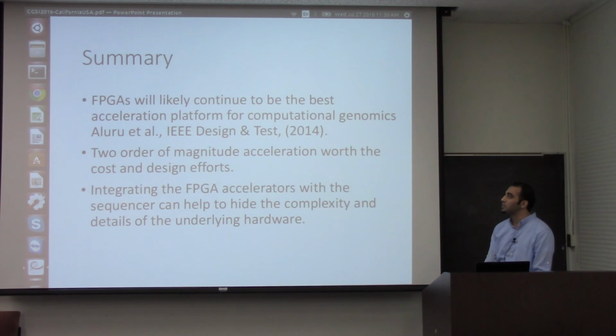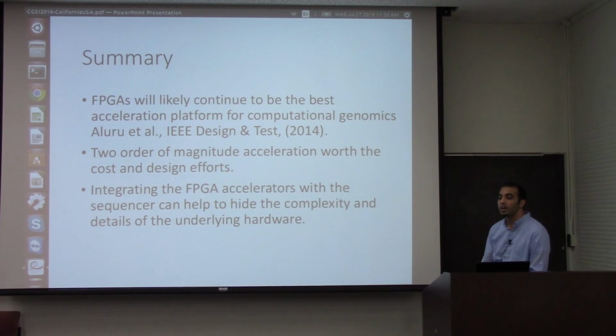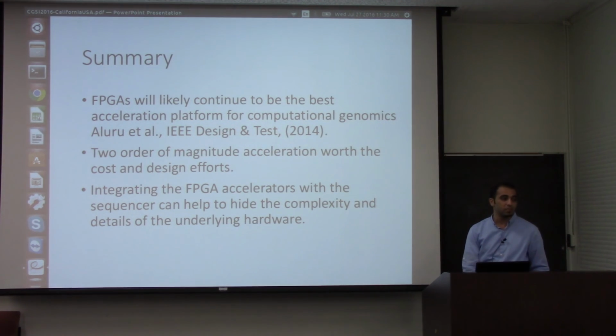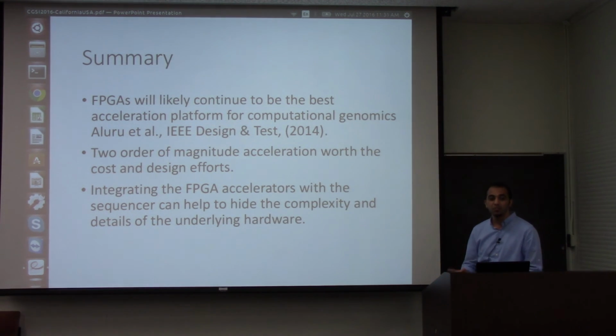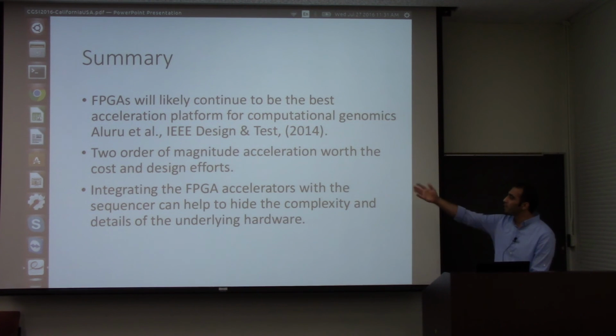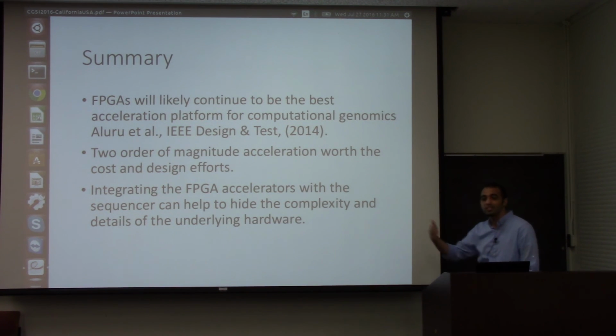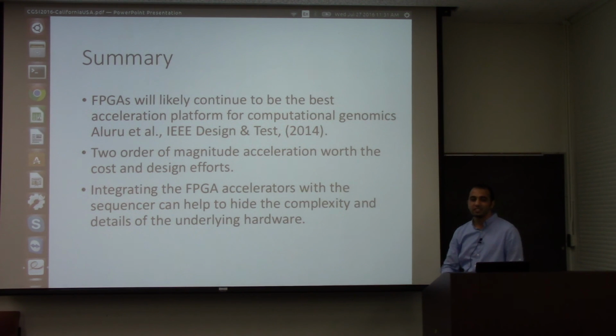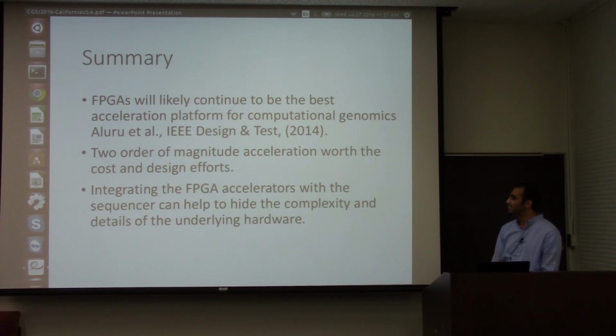In summary, the FPGA will likely continue to be the best option for accelerating the algorithm, and it is, so far, the best among the GPU and SIMD. So if you are thinking about an accelerator, you can go ahead with FPGA if your algorithm supports bitwise operations. And two orders of magnitude acceleration is worth the cost and design effort, because FPGA is not simple like writing code, synthesizing it, and that's it. It's more complicated than this, but don't worry about it. You will get a high speed out of it at the end.